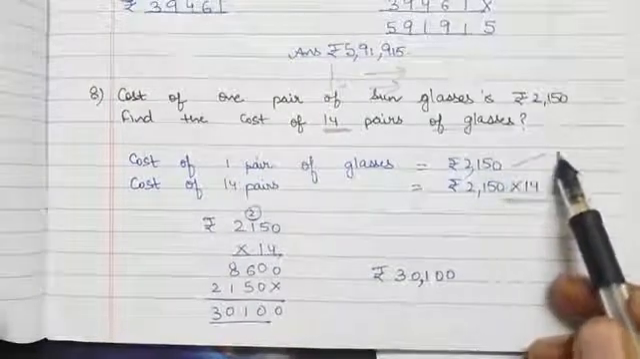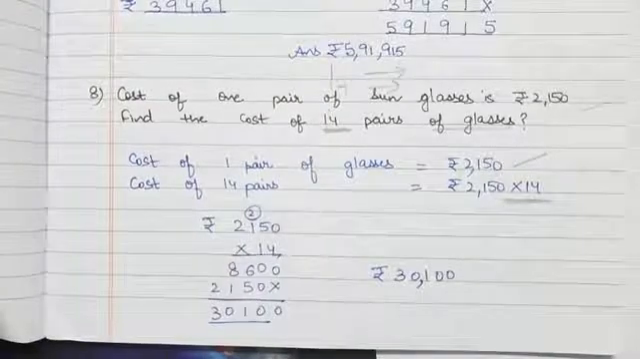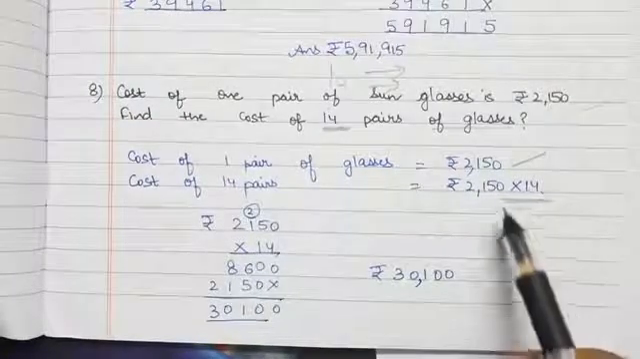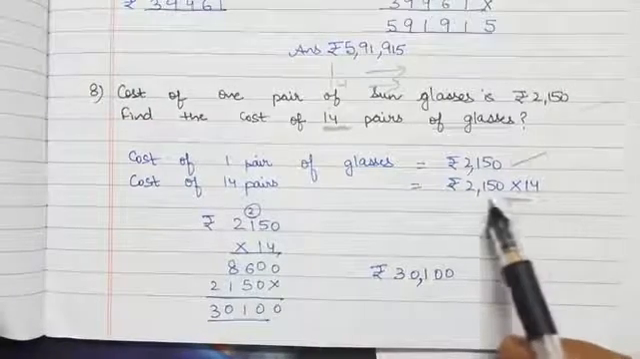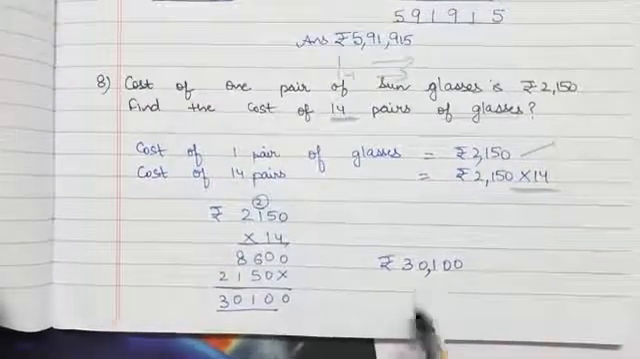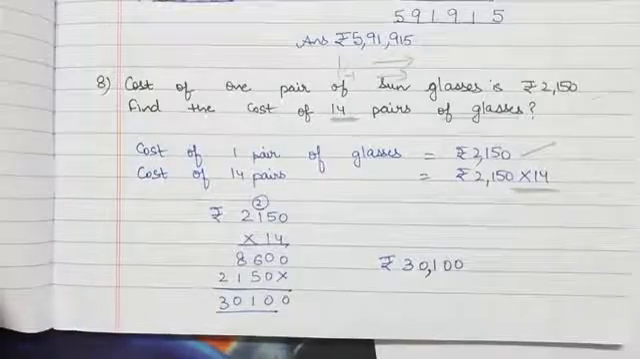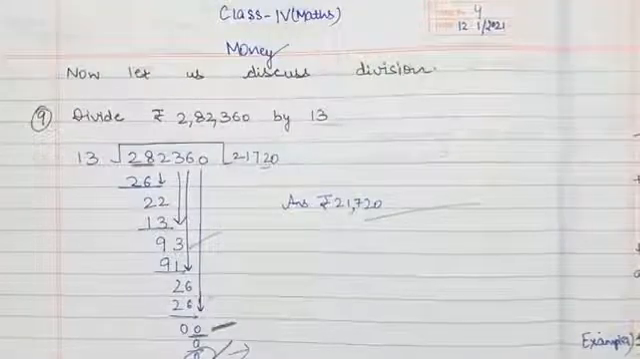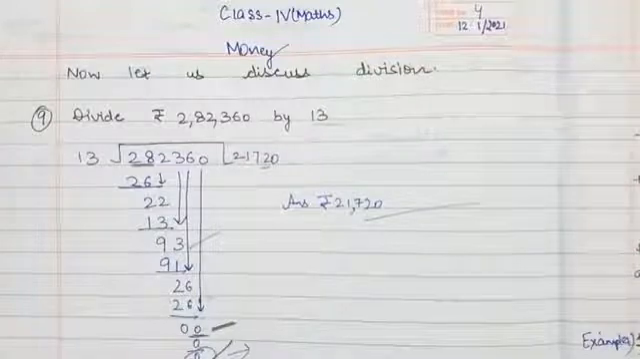So now cost of one pair of glasses, that is 2,150 rupees, and cost of 14 pairs will be what? We will do the multiplication. And on multiplication, we get 30,100. Clear?